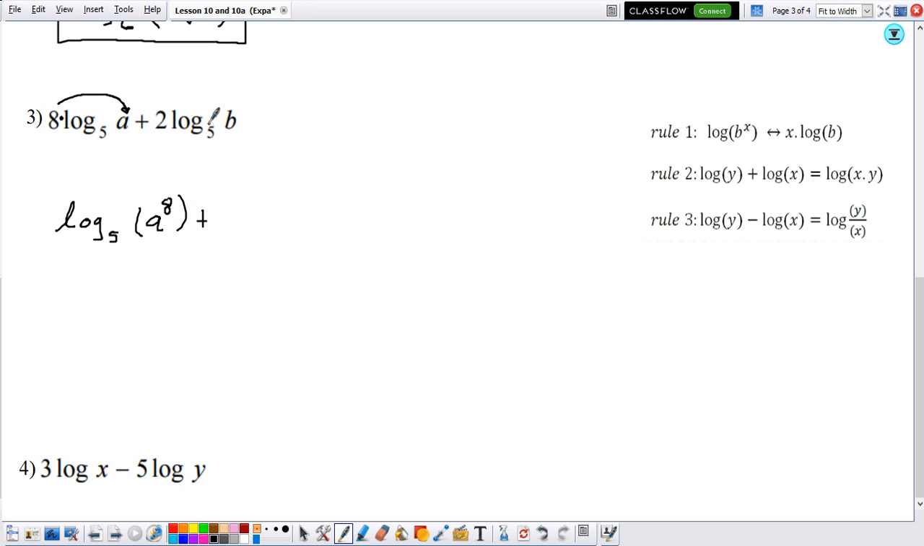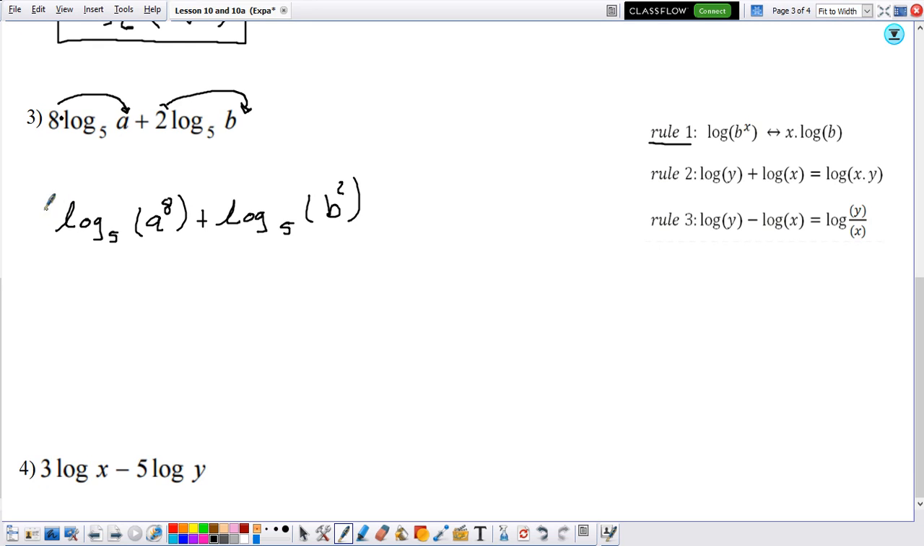plus, notice that here we have a 2 as well. So we can bring this 2 as an exponent because of rule number 1. So it says log base 5 of b to the second. We can do this because of rule number 1. If you have a number in front of the logarithm, you can just bring that number as an exponent, and that's exactly what we do here.